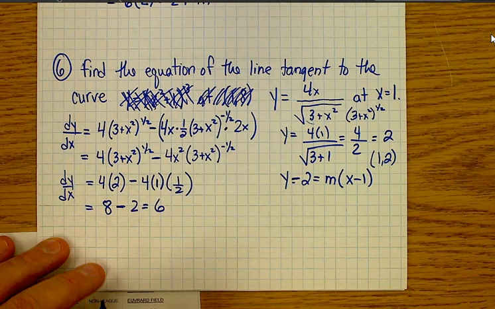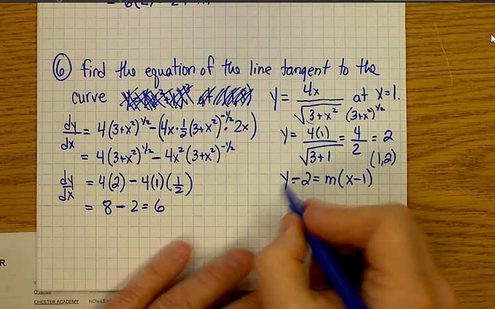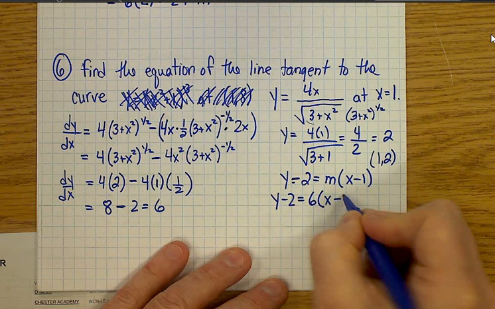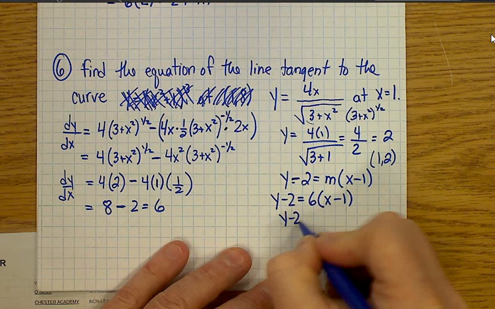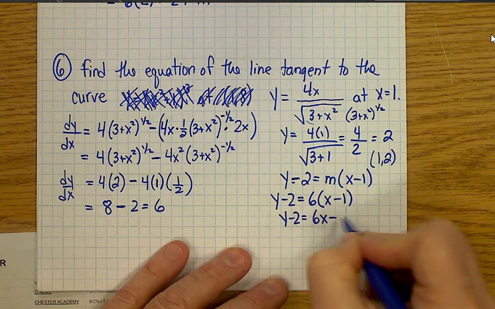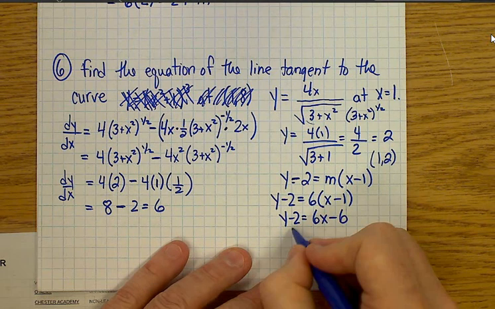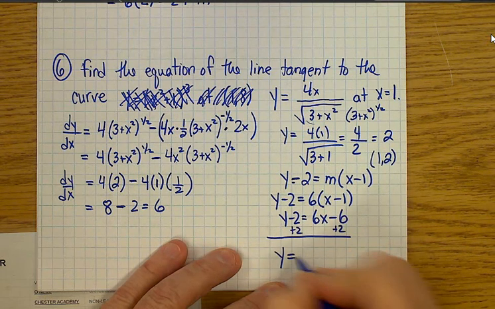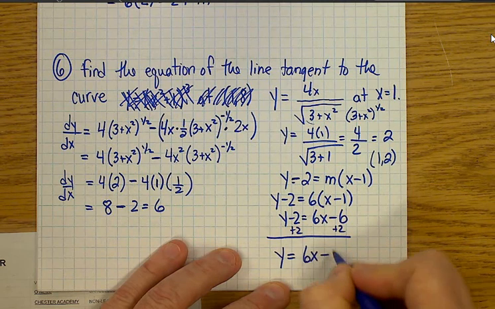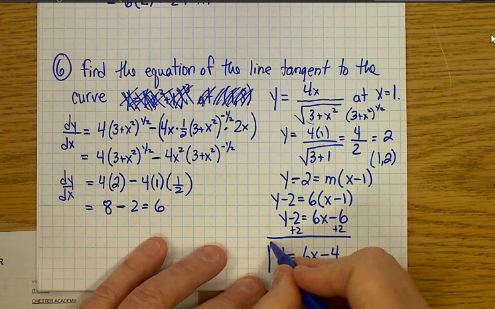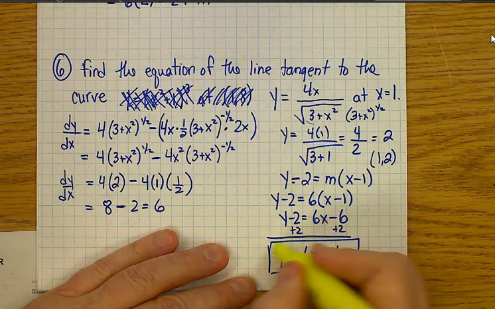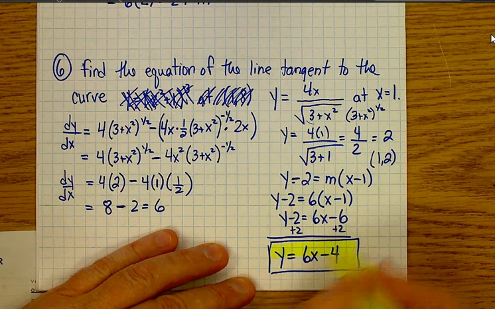So I have y minus 2 is equal to 6 times x minus 1. So y minus 2 is equal to 6x minus 6. I'm going to add 2 to both sides, and I get y is equal to 6x minus 4 as your final answer. That wasn't too bad since I didn't have to simplify that derivative too much. I was able to just plug in that x equals 1 and things worked out really, really nice.